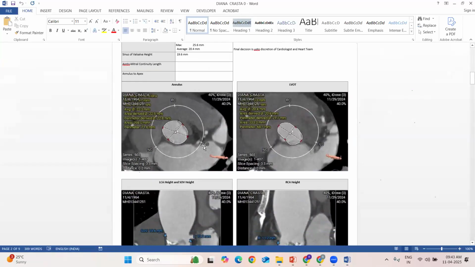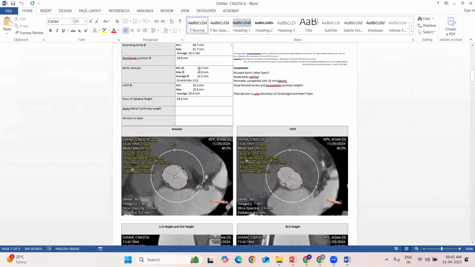Now I'll go further here, and you see the minimum diameter of the annulus is 19.7, maximum is 24.9, and average is 22.3. Can anyone tell me what should be the balloon size here? For pre-dilatation, it's 19 or less than 19. You can go with a 20, 18 balloon. So is it clear now regarding this?